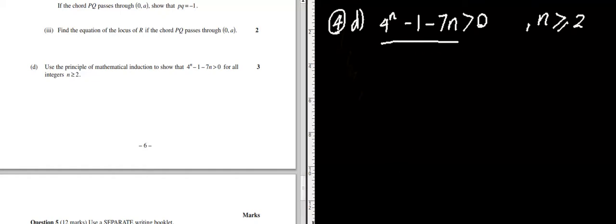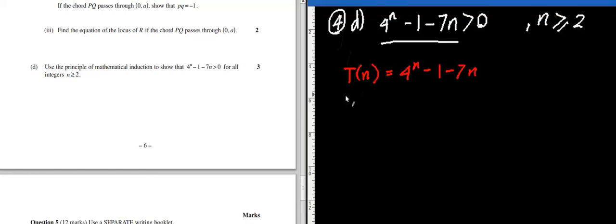Hello everyone. So we're just continuing on with question 4, and the last part of that question is an induction question. It's asking me to prove 4^n - 1 - 7n > 0 for all n greater than or equal to 2. I'm going to call this T(n). So let T(n) be 4^n - 1 - 7n.